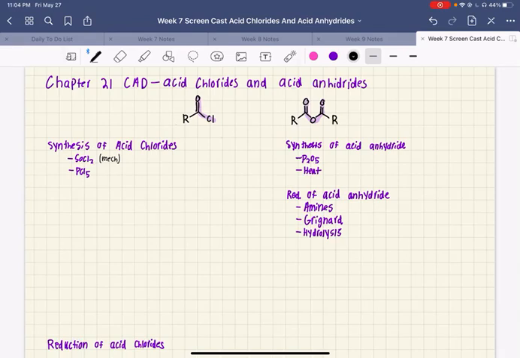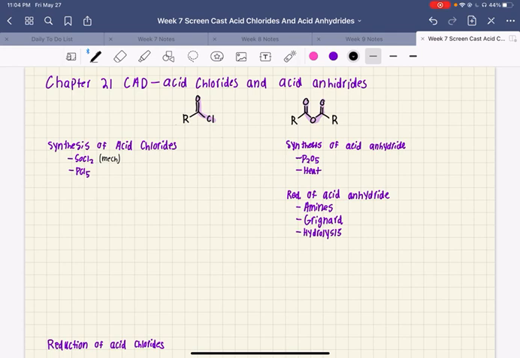In today's screencast, we'll be reviewing the synthesis and reduction of acid chlorides and the synthesis and reduction of acid anhydrides. These are the most reactive carboxylic acid derivatives, and acid anhydrides behave extremely similar to carboxylic acids when in the presence of the reagents talked about in chapter 20.